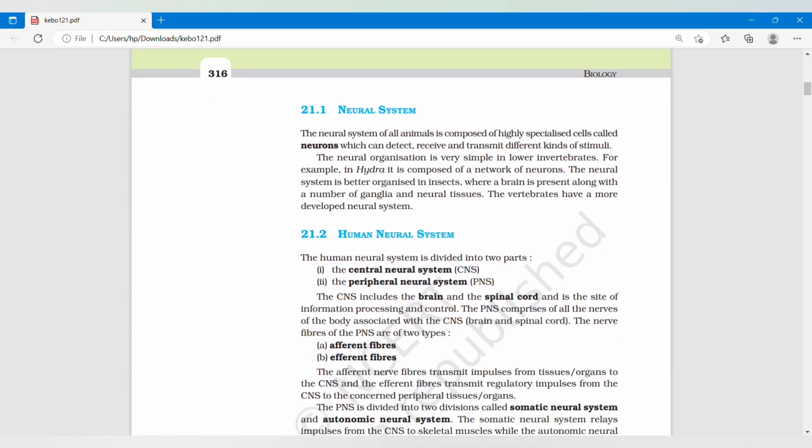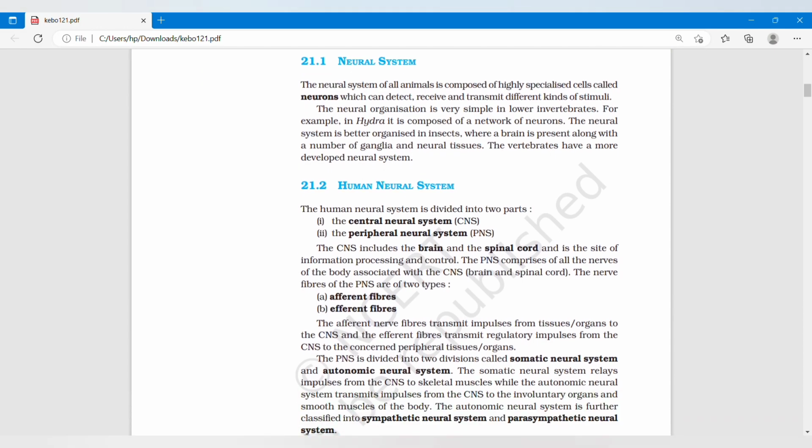The neural system of all animals is composed of highly specialized cells called neurons, which can detect, receive, and transmit different kinds of stimuli. The neural organization is very simple in lower invertebrates. For example, in Hydra, it is composed of a network of neurons. The neural system is better organized in insects, where a brain is present along with a number of ganglia and neural tissues. The vertebrates have a more developed neural system. So the next topic is human neural system.